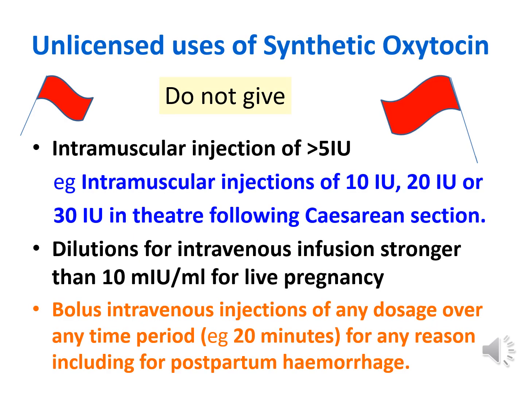Unlicensed uses of synthetic oxytocin. Intramuscular injection of greater than 5 international units. For example, intramuscular injections of 10 international units, 20 international units, or 30 international units in theatre following caesarean section. Dilutions for intravenous infusion stronger than 10 milli-IU per ml for live pregnancy. Bolus intravenous injections of any dosage over any time period, for example 20 minutes, for any reason, including postpartum hemorrhage.